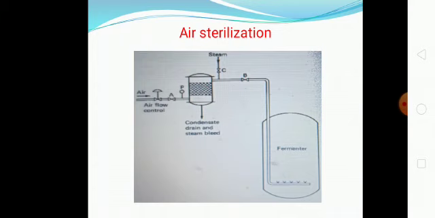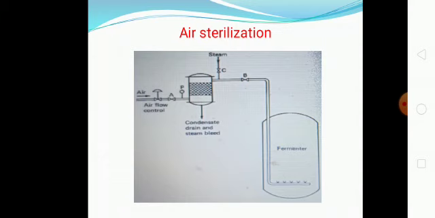Then after some time, you can open the valve B. When you open the valve B, what happens? The steam will enter through those pipelines into the fermenter. So all those pipelines will be sterilized. That is the concept: steam sterilization of the entire place. Then you can open the valve A. That place also will be sterilized using the steam.